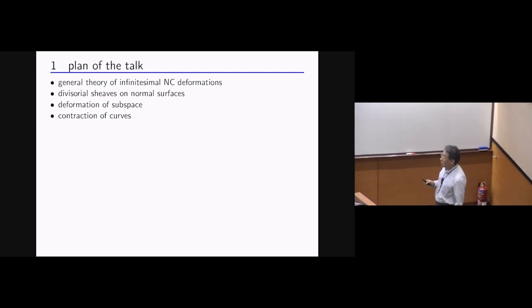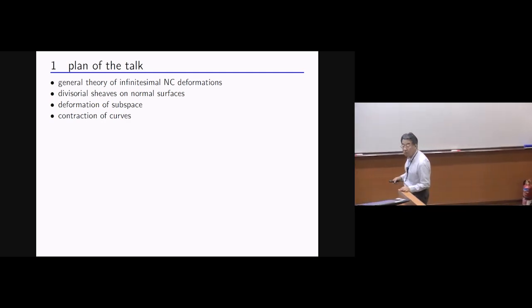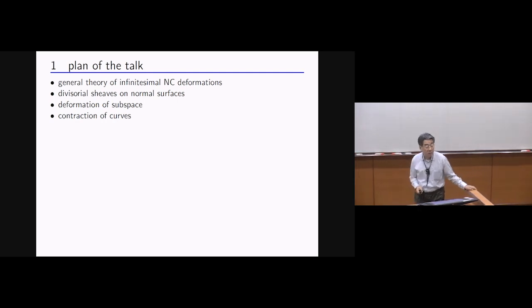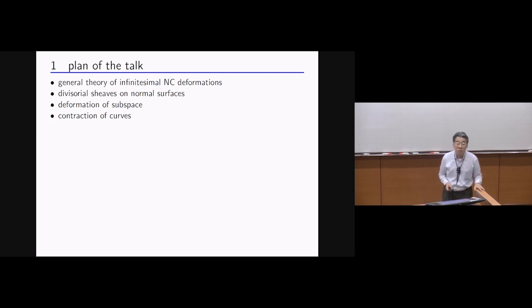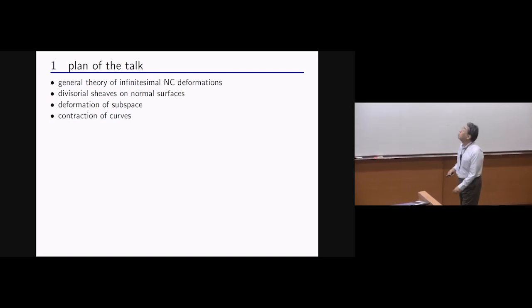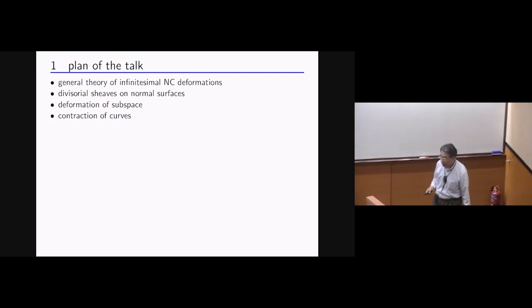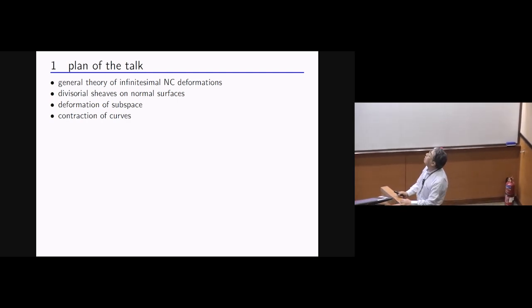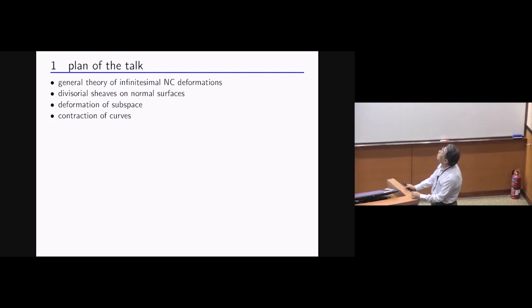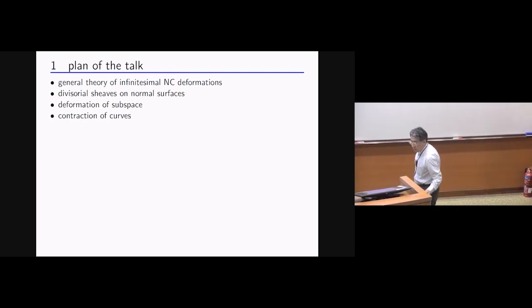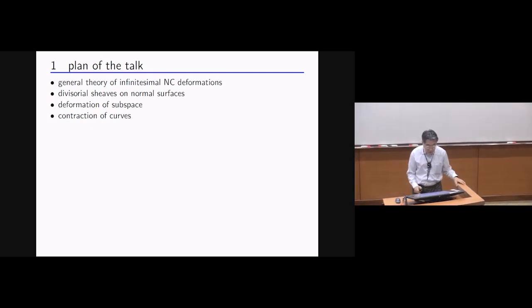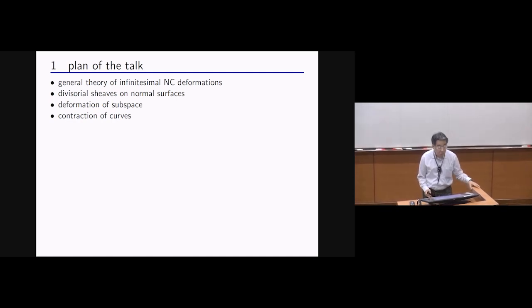So today I consider deformations of sheaves over a non-commutative base. And the day after tomorrow, I'll talk about deformation of manifolds as non-commutative manifolds. Today, the deformation of sheaves is simpler. So I will explain some general theory of infinitesimal non-commutative deformations. So NC stands for not necessarily commutative. Okay. And then I will exhibit three examples.